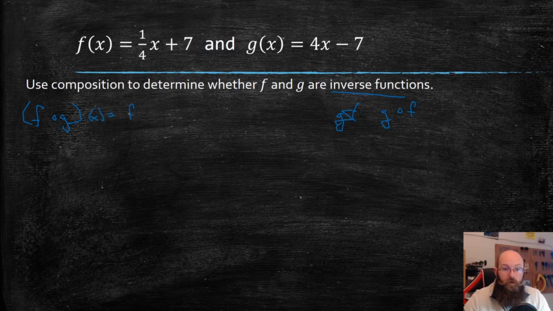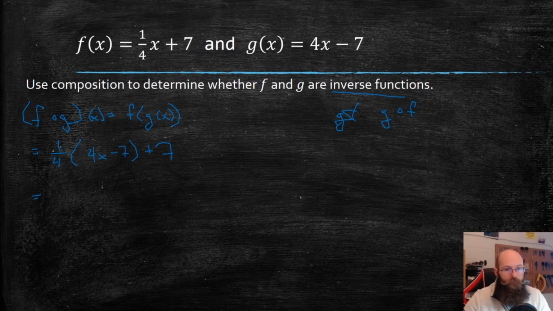That means on this one, I'm taking f, and I'm taking my g and putting it in f. Well, what's f say to do? It says 1/4 times my input plus 7. What's my input now? Used to be x. Now it's all of g of x, which is 4x minus 7. So 4x minus 7, all of that gets plugged into my input.